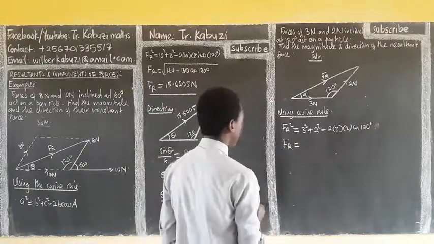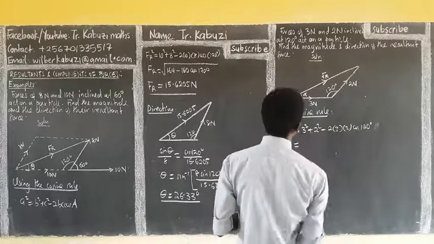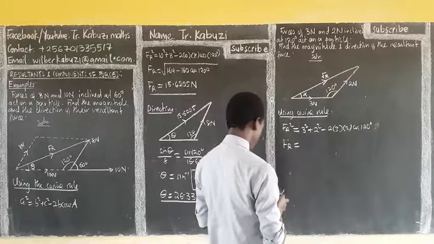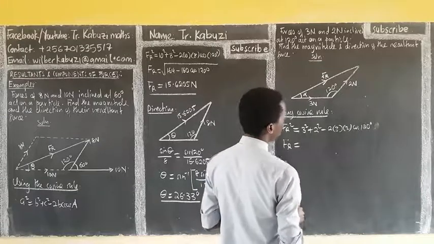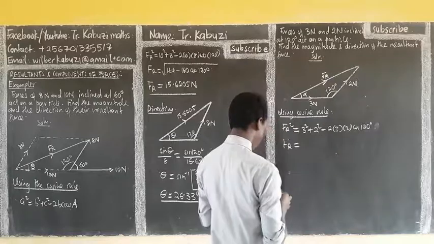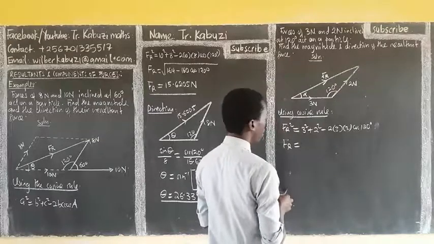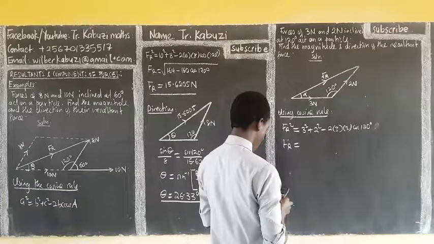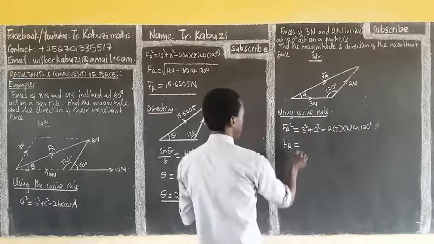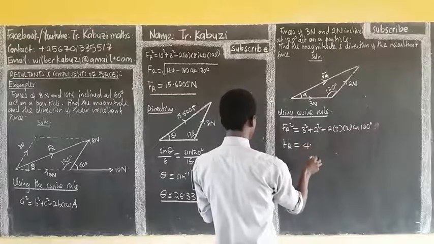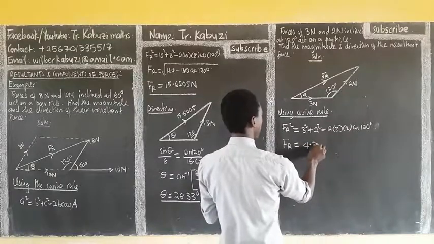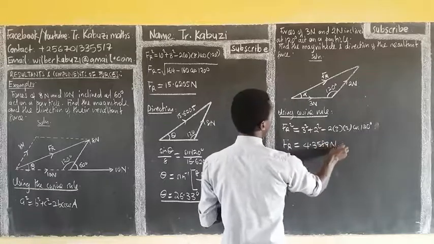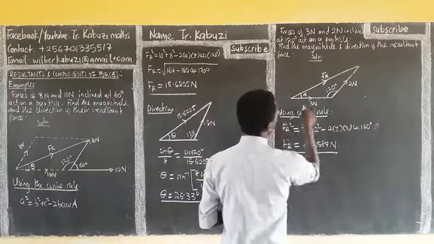That will take us through the process. So this is going to be 9 plus 4, that's going to be 13. 13 minus, this is going to be 12, so it's going to be 4.3589 newtons.